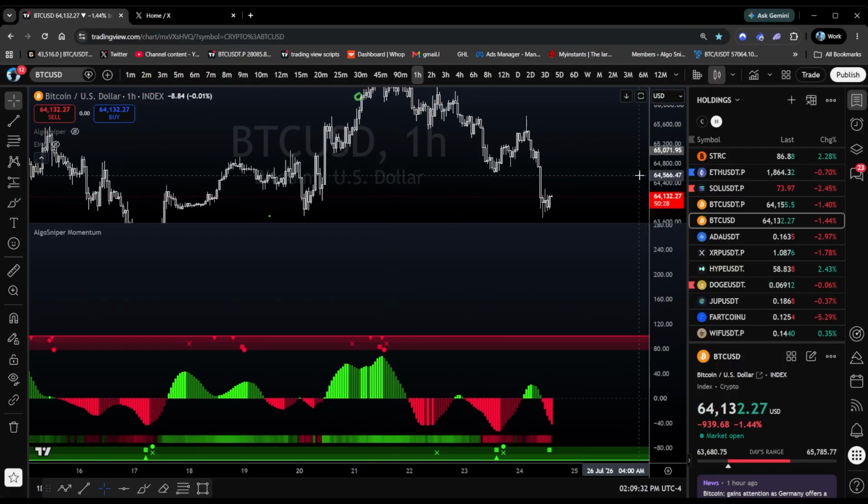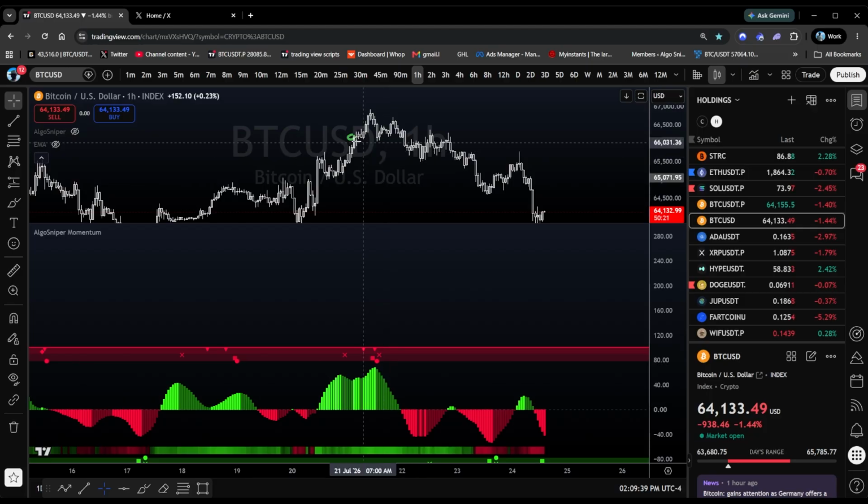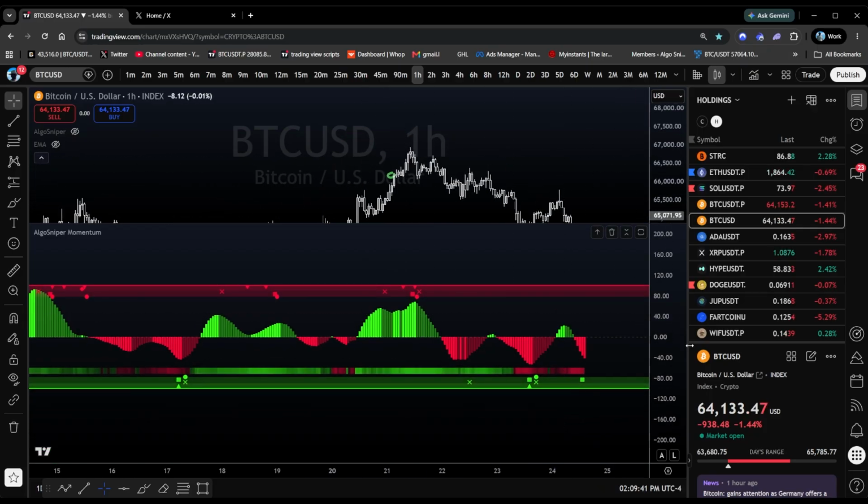We're looking to exit. So when do we exit? Well, we exit when we see momentum is beginning to wear out. And you can see here it's beginning to wear out. So that would have been a good exit just off of this indicator alone.